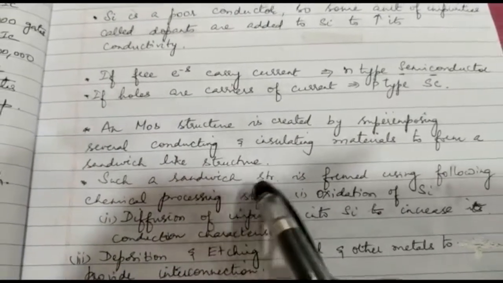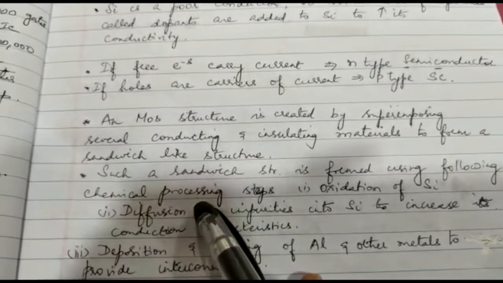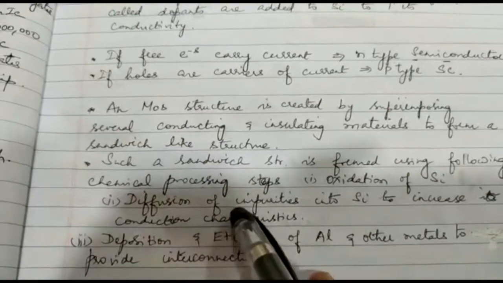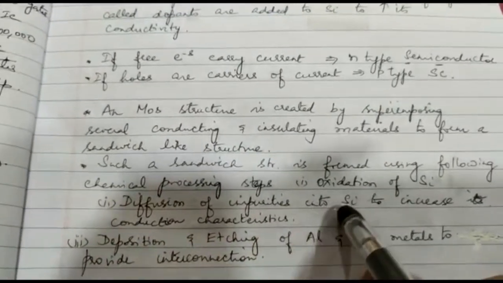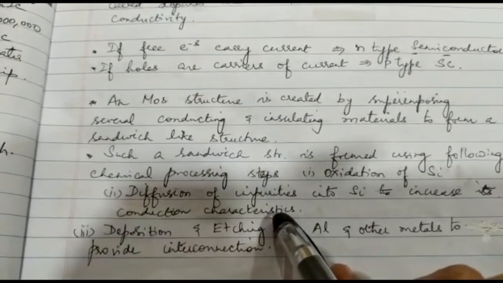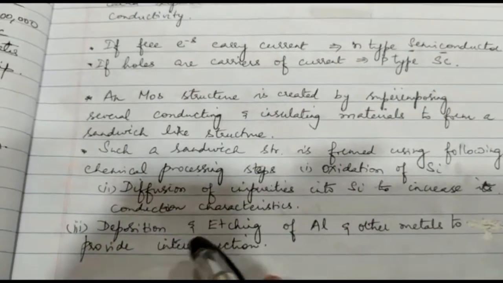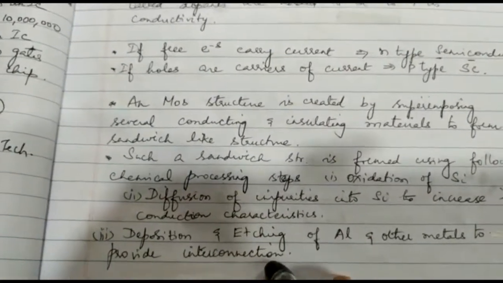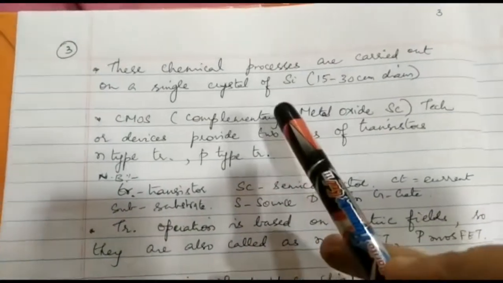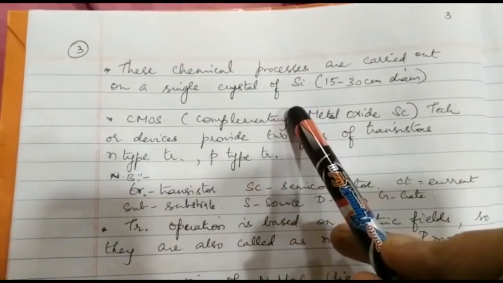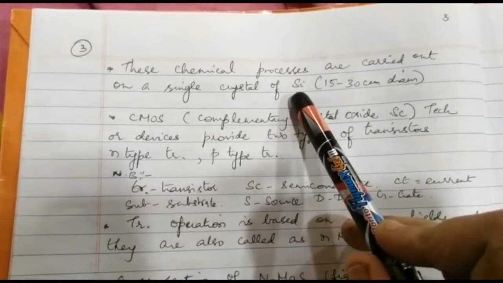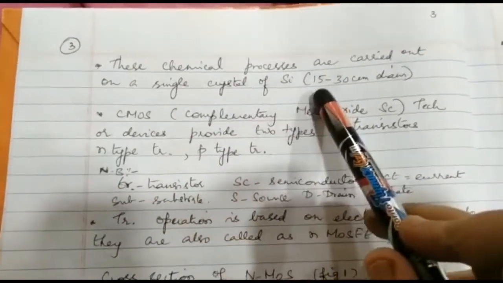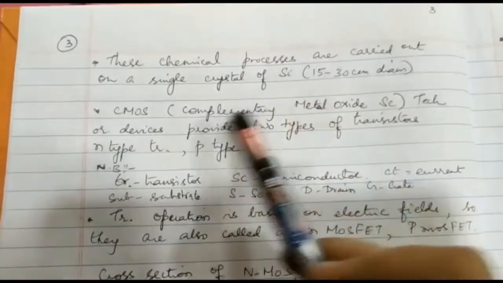Such a sandwich structure is formed using the following chemical processing steps. Number 1, oxidation of Si. Number 2, diffusion of impurities into silicon to increase its conduction characteristics. Number 3, deposition and etching of aluminum or other metals to improve interconnection. The basic structure of MOS devices is made up of a crystal of silicon. These chemical processes are carried out on this silicon that is 15 to 30 centimeters in diameter.